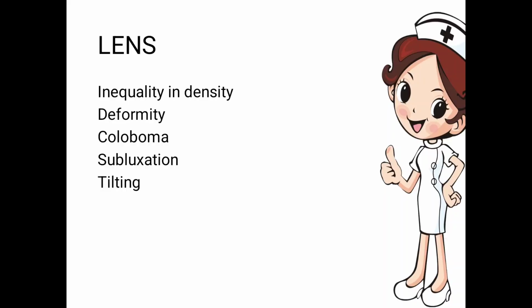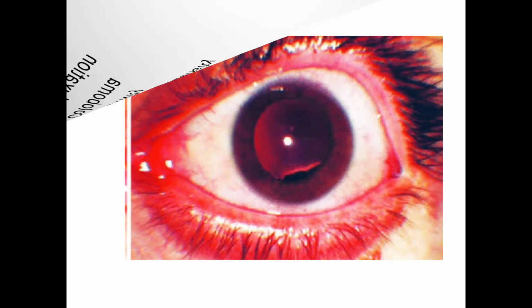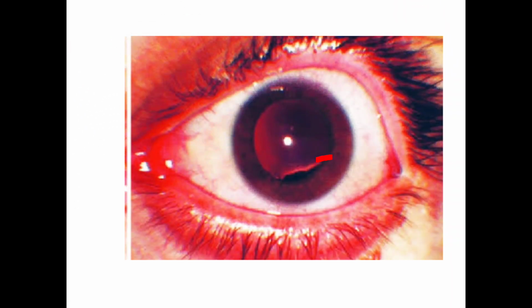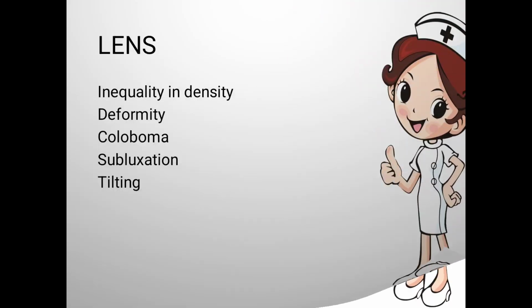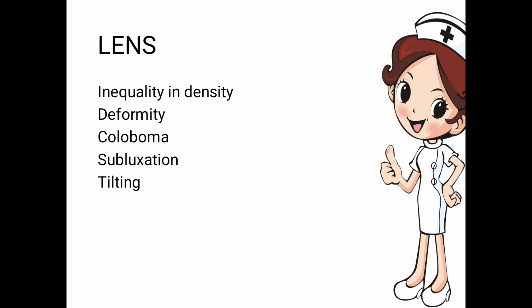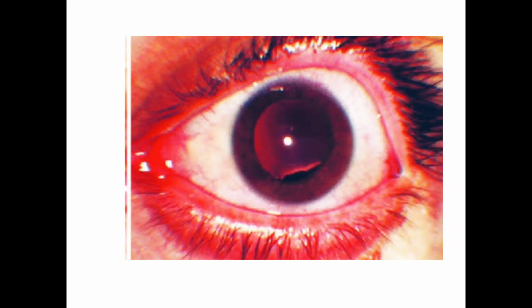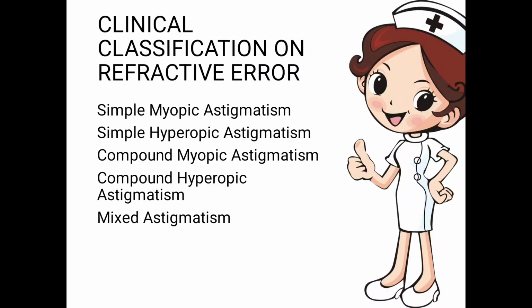Deformity, deformation of the lens. Coloboma means triangular tissue is missing from the lens. This is a condition in which there is a lens coloboma. Subluxation means the lens has moved from its position. A subluxated lens means it has come out from its position. Tilting, any kind of tilting of the lens due to trauma. So all these cases give rise to astigmatism.